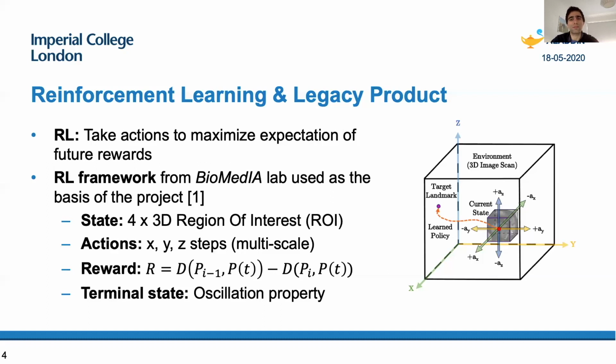In this framework, states are represented by a series of 3D regions of interest centered around the agent's location. The agent can choose between 6 actions to move by fixed steps in the 3 orthogonal axes. This way, the agent navigates around the image. Rewards are represented by the improvement in the Euclidean distance from the target. Finally, during testing, termination is reached when the agent oscillates around a fixed point. So this is a summary of the key attributes that define the RL framework that we used in this project.